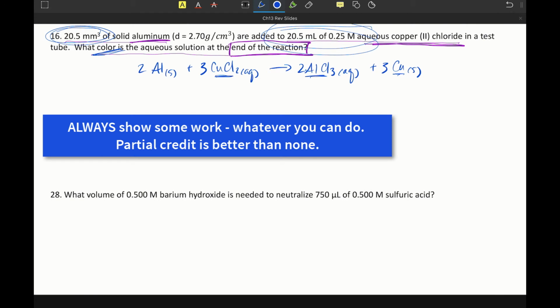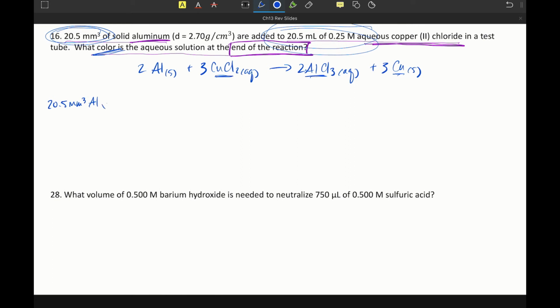So let's start there. We have 20.5 millimeters cubed of our aluminum. Millimeters cubed is a measure of, correct, volume, so we're going to have to get to centimeters cubed so we can use that. Thinking all the way back, 10 millimeters is equal to 1 centimeter, but then they need to be cubed, so we'll do that. Now that we're at centimeters cubed, we know that there are 2.70 grams of aluminum for every 1 centimeter cubed of aluminum. I also know that there are 26.98 grams of aluminum for every 1 mole of aluminum.